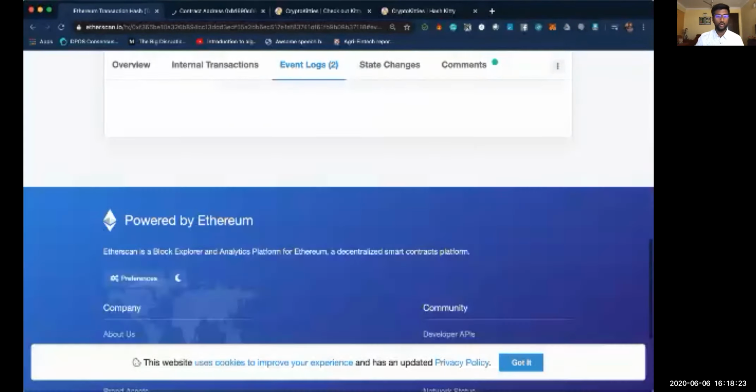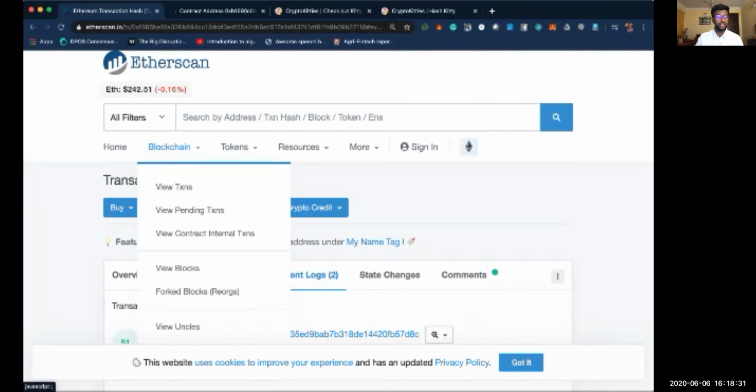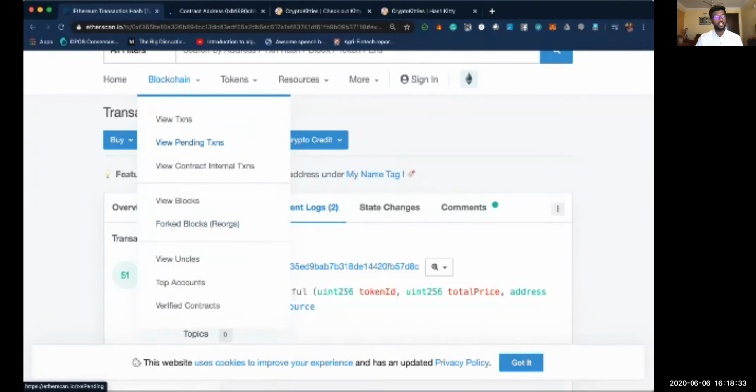So I'll try to quickly go back to the slide, and I'll see if there's anything else. Yeah. So in Etherscan itself, these are all the options that you get. You can view the transactions, you can view the pending transactions. You can view blocks that are happening. You can view forked blocks. Someone just asked for forked blocks. You can go here and check. We'll take a look at forked blocks later.